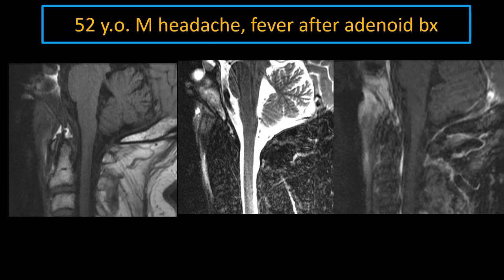In this 52-year-old male complaining of headache with fever following an adenoid biopsy, we can see that there's abnormal T1 hypointense signal within the clivus, edema seen on the T2 weighted sequence with associated abnormal enhancement. Note directly adjacent to the clivus, we can also see edema within the prevertebral space, as well as enhancement and soft tissue thickening. This patient had positive blood cultures, and this was osteomyelitis of the central skull base.